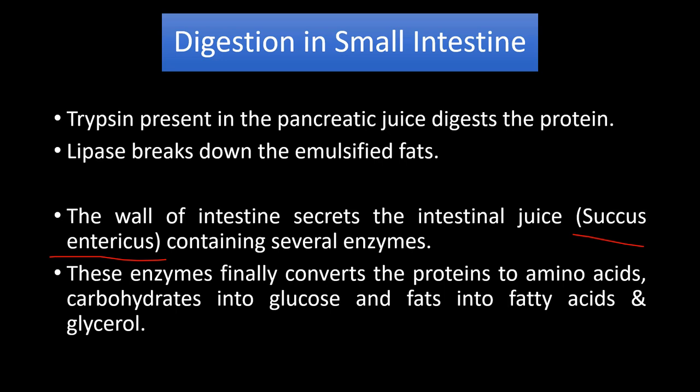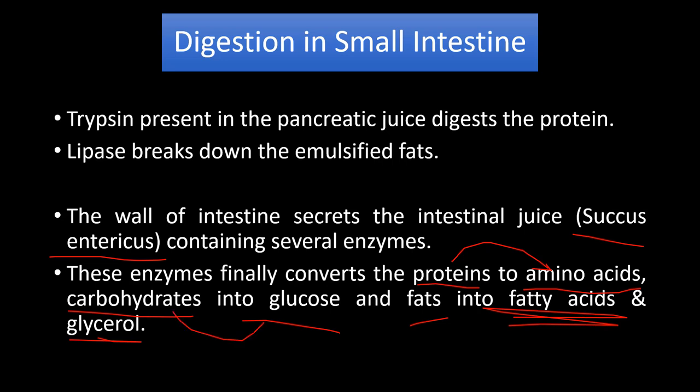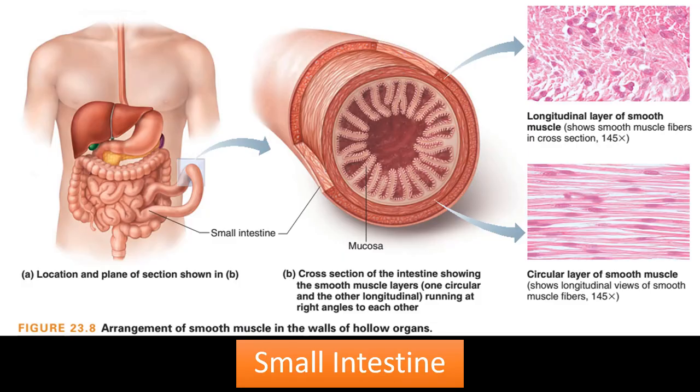So finally these enzymes convert the proteins, remember, very important, into amino acids, carbohydrates into glucose, fats into fatty acids and glycerol. Remember, so protein forms amino acids, carbohydrates form glucose, fats form fatty acids and glycerol. Okay, so these are the things that you have to keep in mind.